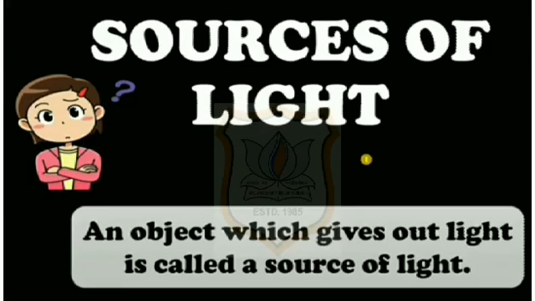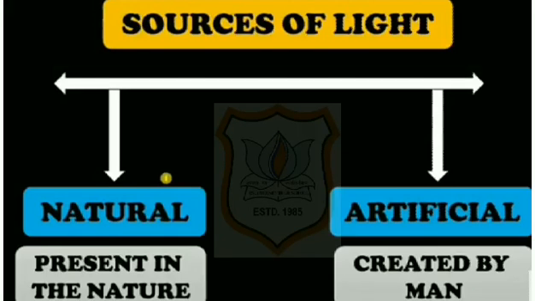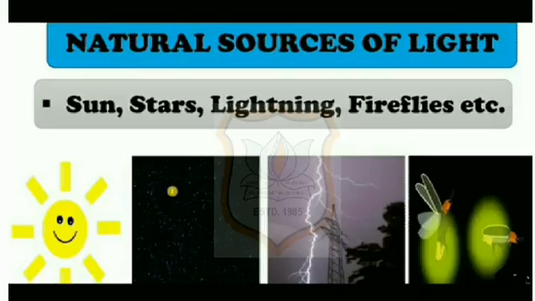Sources of light. An object which gives out light is called a source of light. There are two sources of light, natural and artificial. Natural light is present in nature, artificial light is created by man. What is a natural source of light? Sources of light that occur in nature are called natural sources of light.